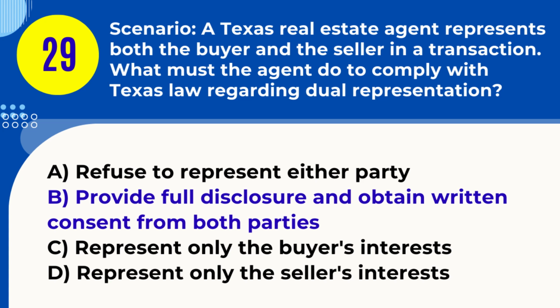Answer: B. Provide full disclosure and obtain written consent from both parties. Explanation: In Texas, if a real estate agent represents both the buyer and the seller, known as dual agency, they must provide full disclosure of the dual representation to both parties and obtain written consent from them.